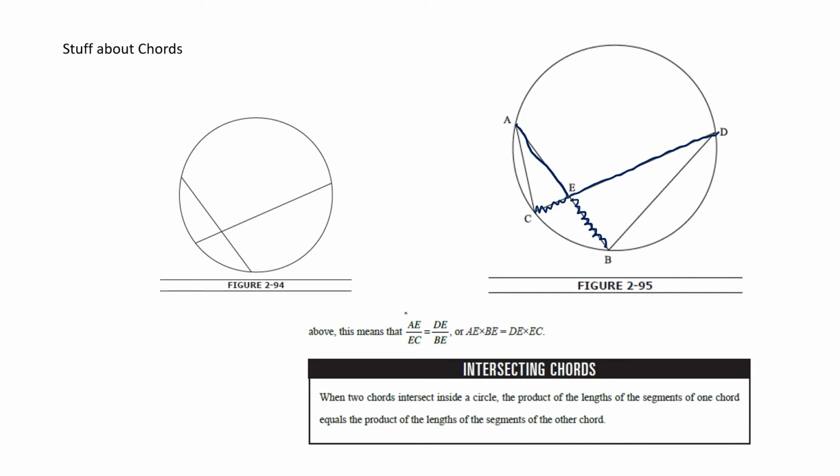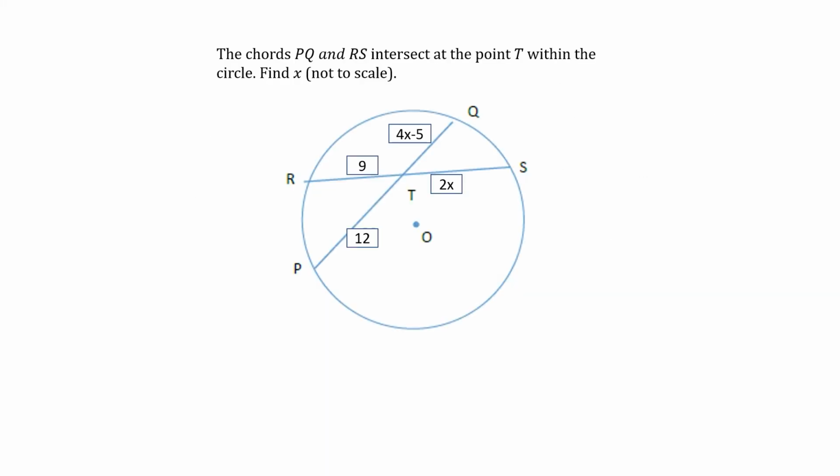So you could look at it like this. I think it's a lot easier: AE, so one of the segments of this chord, times BE, the other part, equals DE times EC. And that always holds true. When you split the chord at the intersection point and multiply its two parts together, it's going to equal the same thing as when you do that same process to the other chord. So let's see how that works.